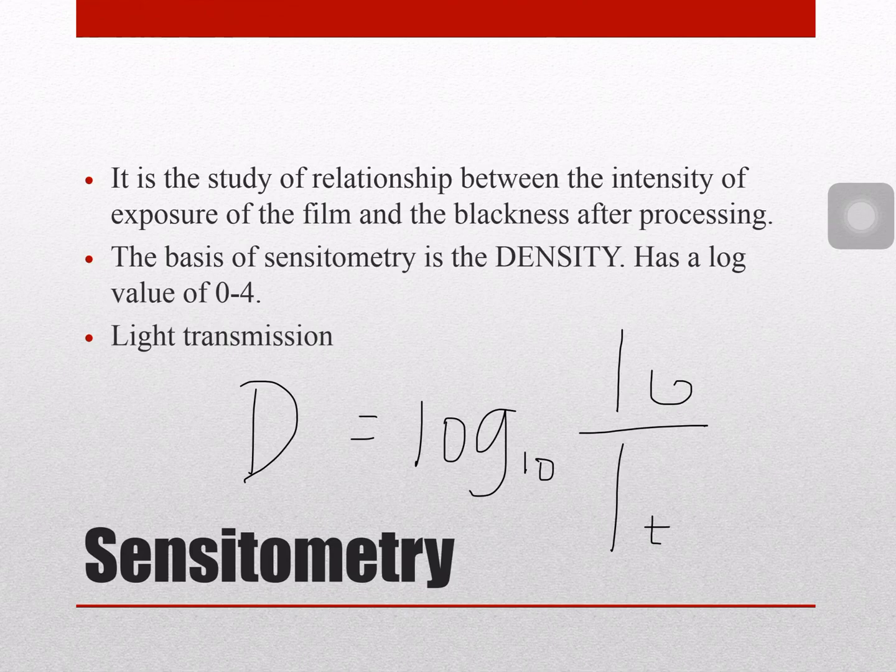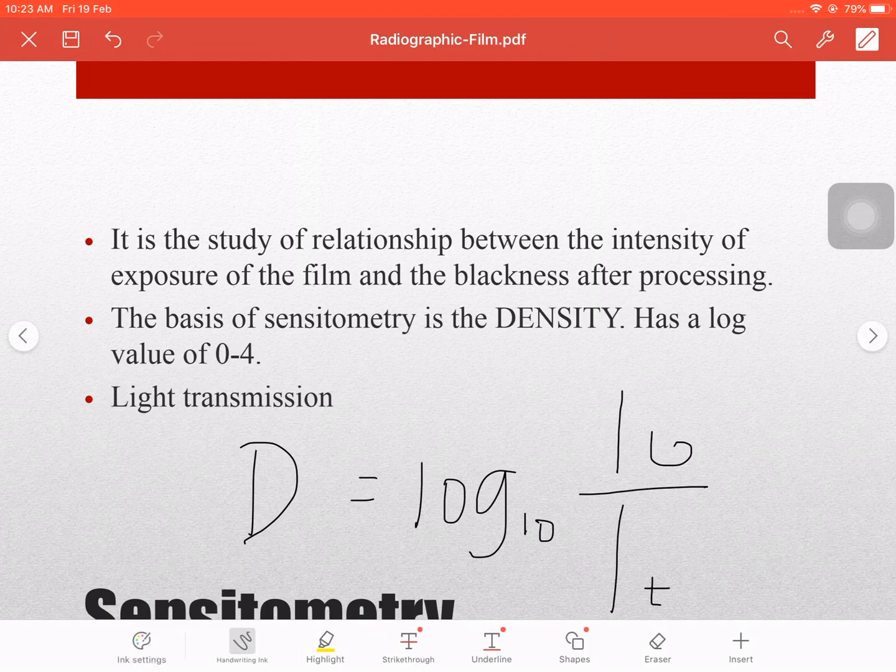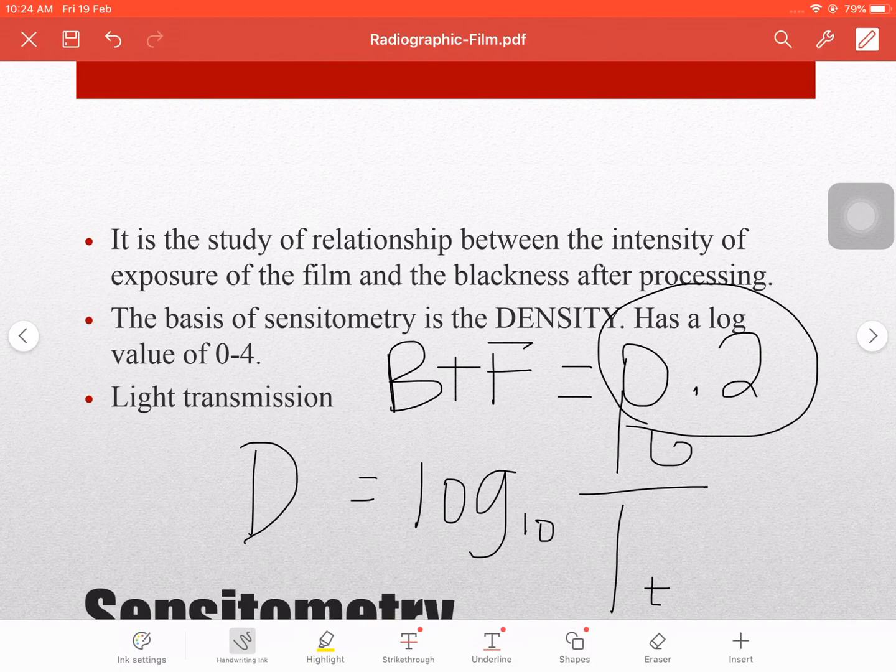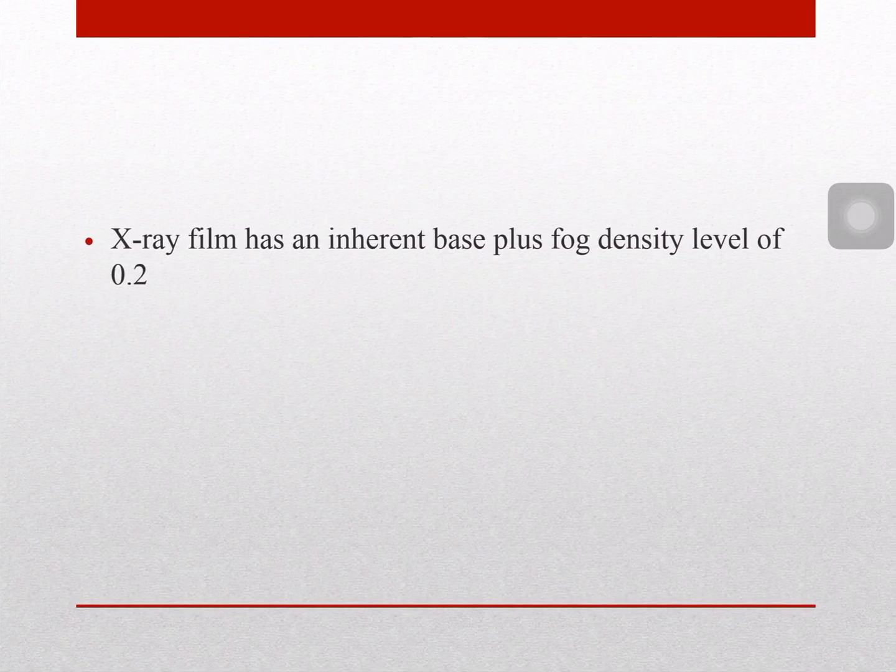X-ray film has an inherent base plus fog density level of 0.2. Itong 0.2 na to is inherent on the film. So, when plotting a characteristic curve, there should be a 0.2 automatic level on the density, because that 0.2 is already inherent on your film.